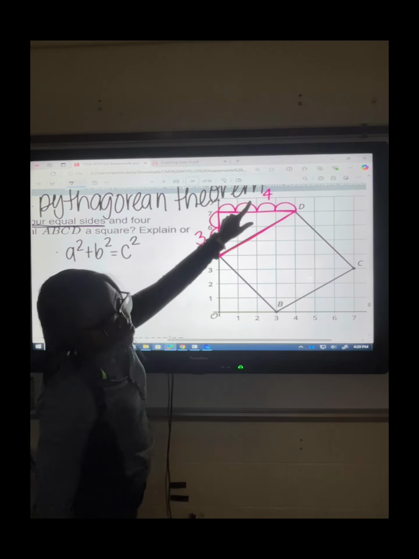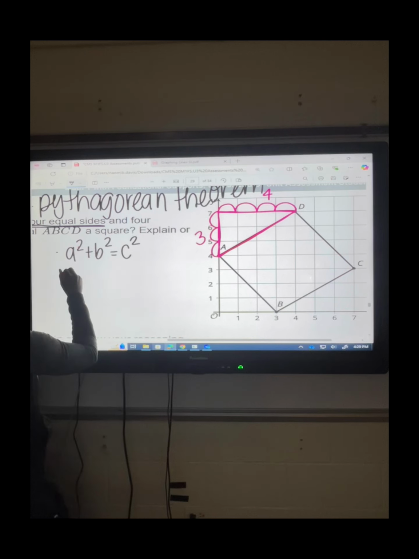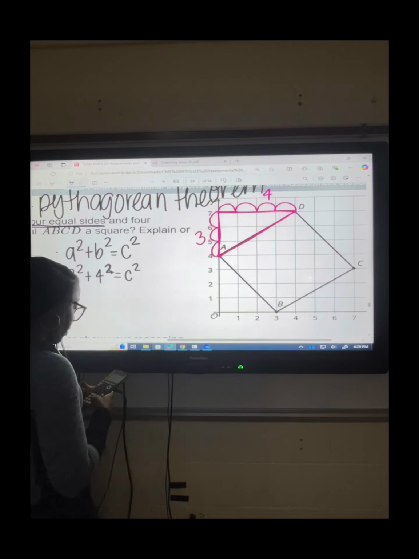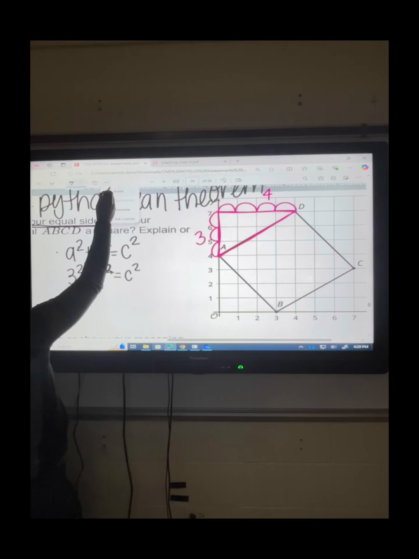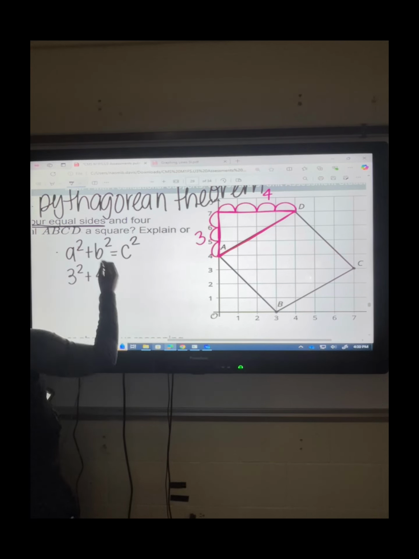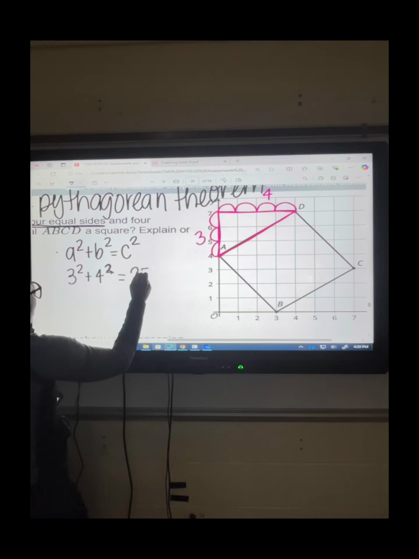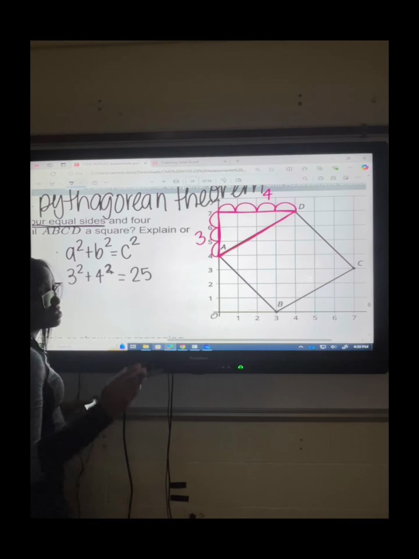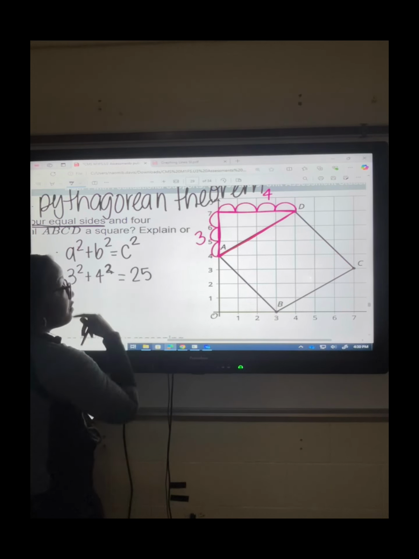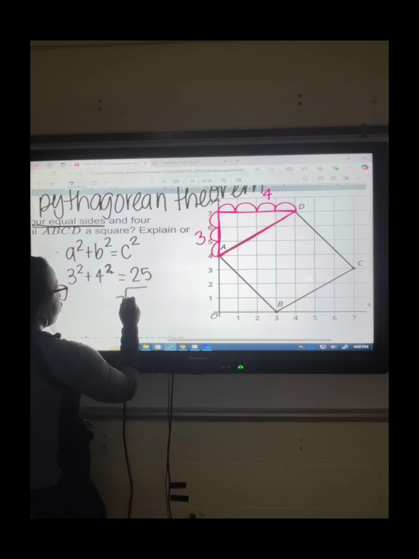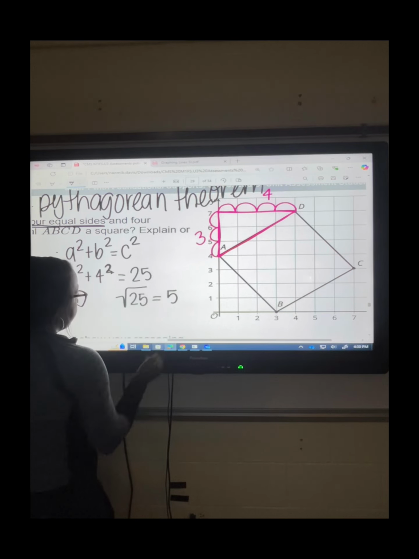I have the legs right here, so I'm just going to plug that in. 3 squared plus 4 squared, and I'm going to see what c squared is. 3 squared plus 4 squared is 25. However, when I put these two together, I get c squared. I just want c, not c squared. 25 is c squared, not c. So in order to get c, I have to take the square root of 25. And the square root of 25 is 5.